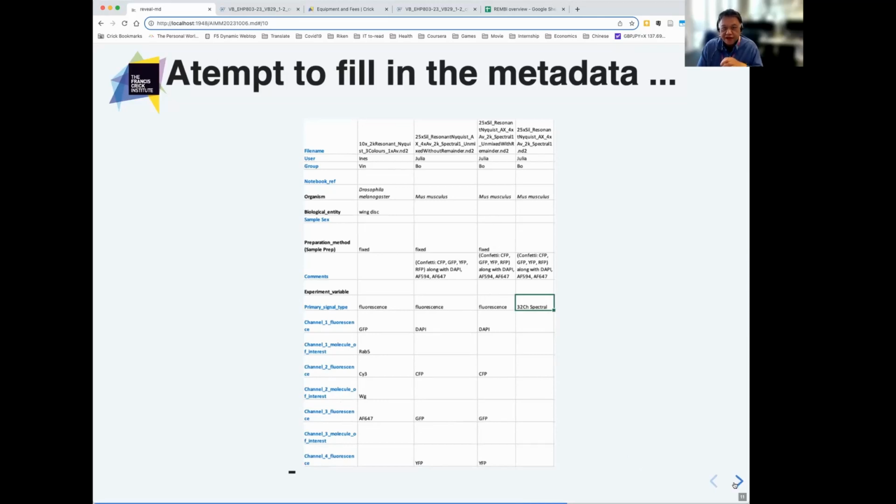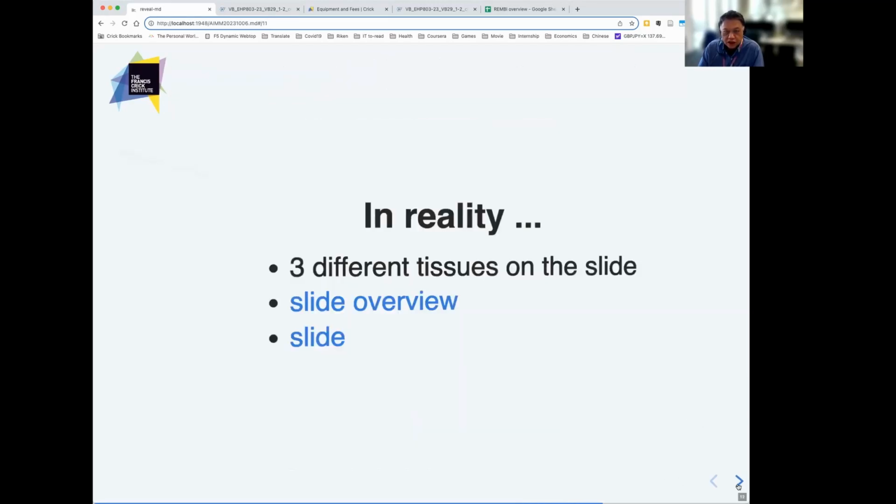That is mainly to do with this. The latest one is actually using the latest Nikon microscopes with the resonance scanner, and we are trying it out and trying to label them.